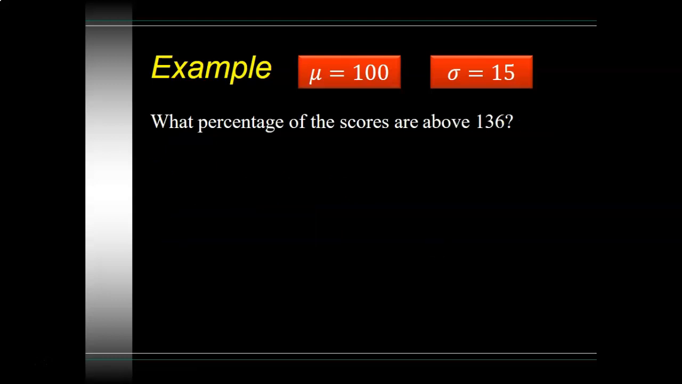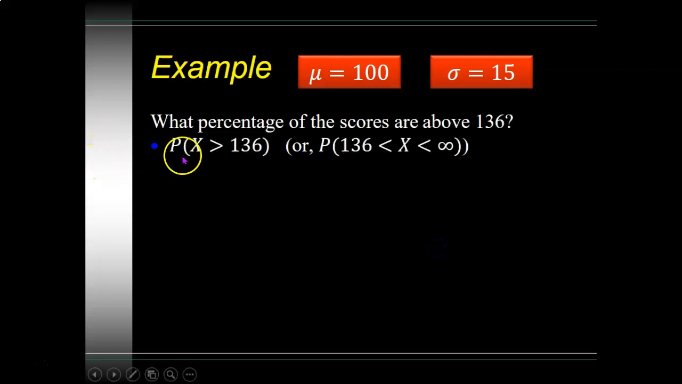What percentage of the scores are above 136? So here we want P of X greater than 136, the percentage or the probability of values of our variable that are greater than or above 136. We could also write it like this. We're talking about being between 136 and infinity.